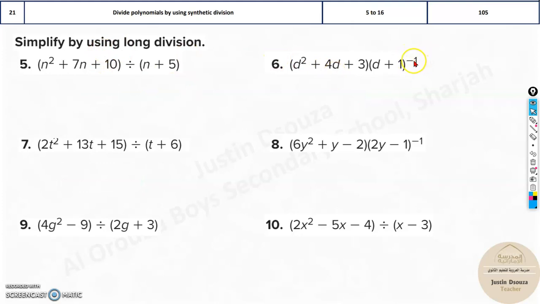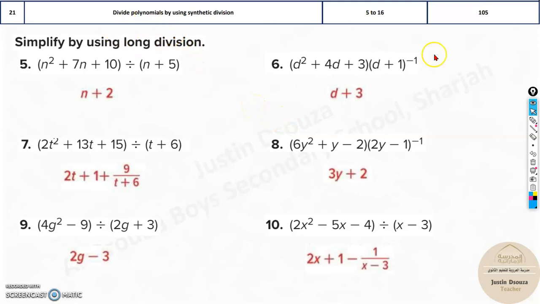If you're thinking, what is this power minus 1? It's nothing. It means it's division. d squared plus 4d plus 3 divided by d plus 1. This is your divisor. So please do them by yourself and then check the answers. They have mentioned 5 to 10 are from long division. These 6 problems are from long division.